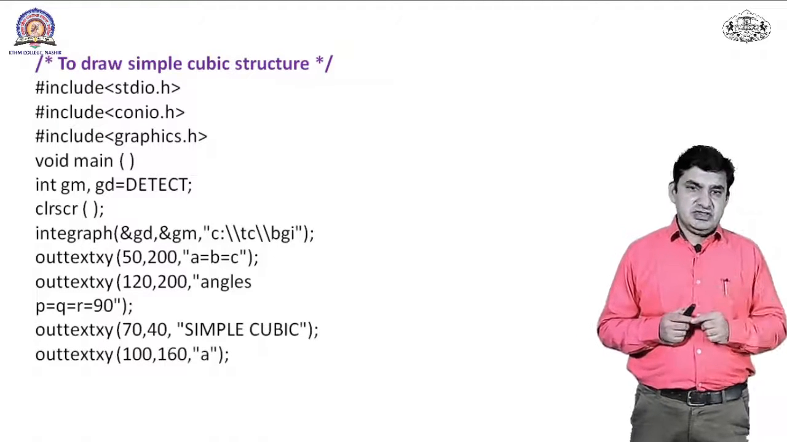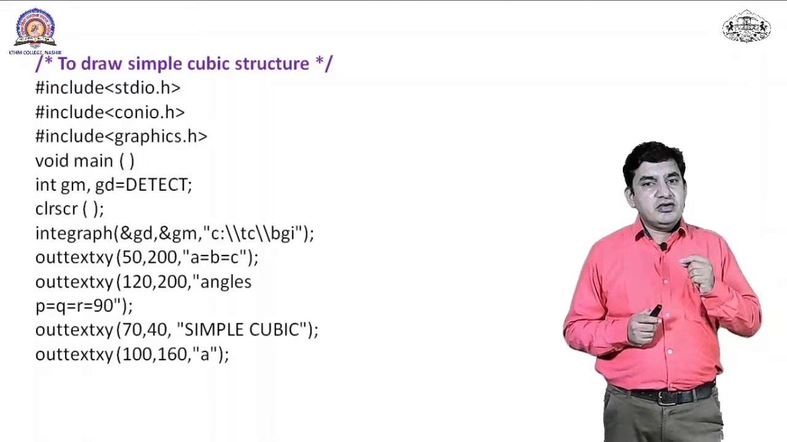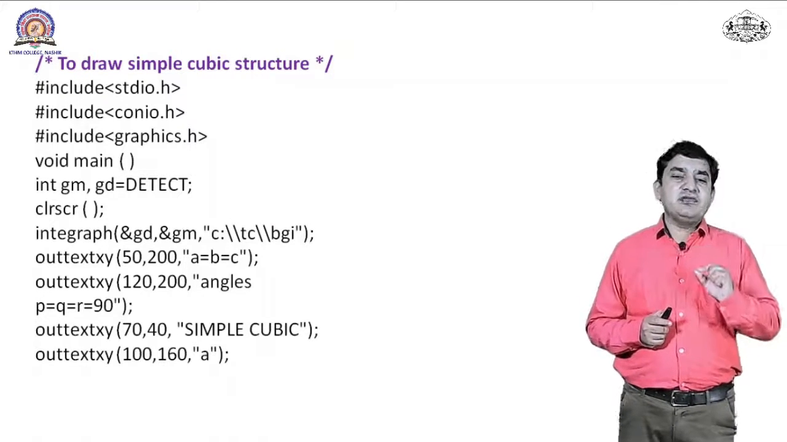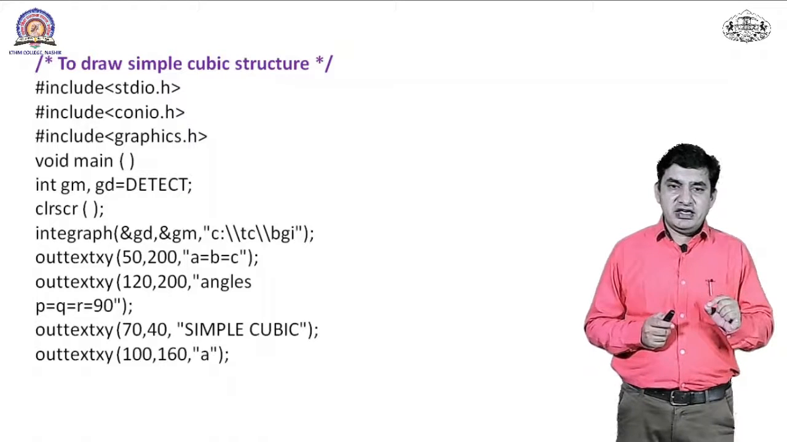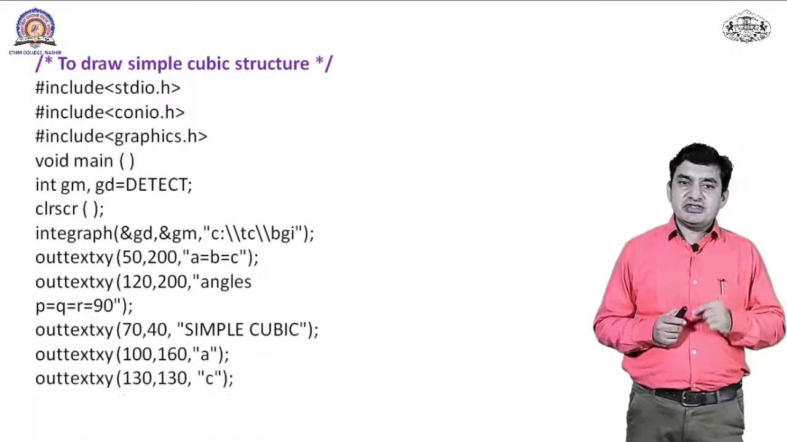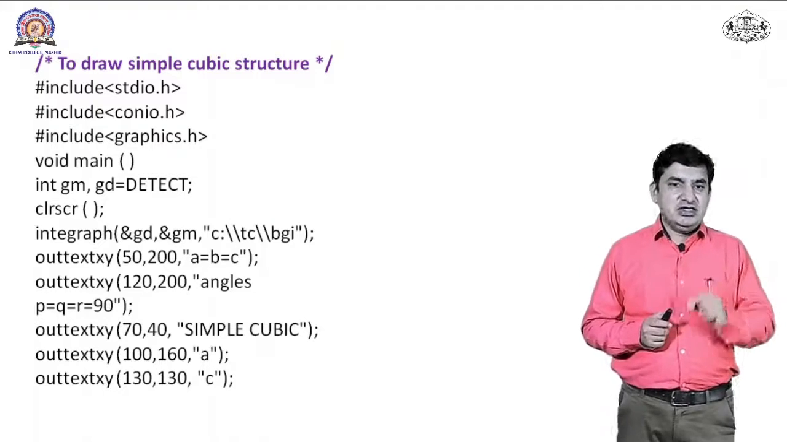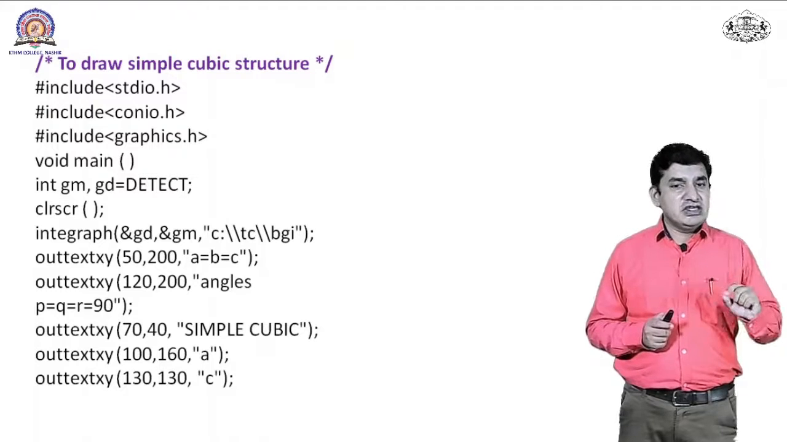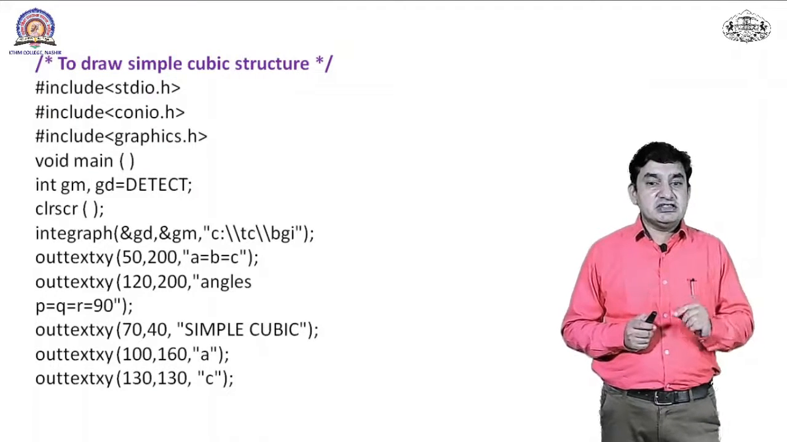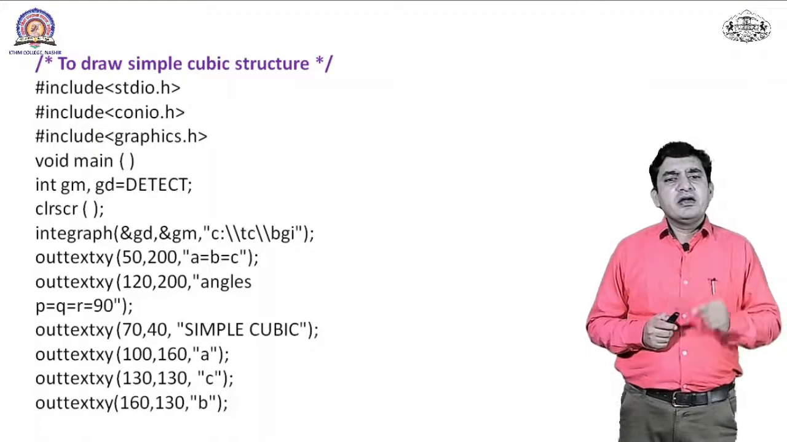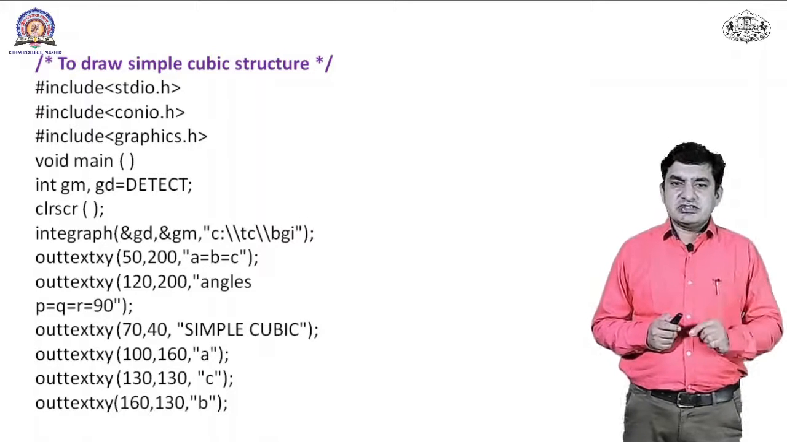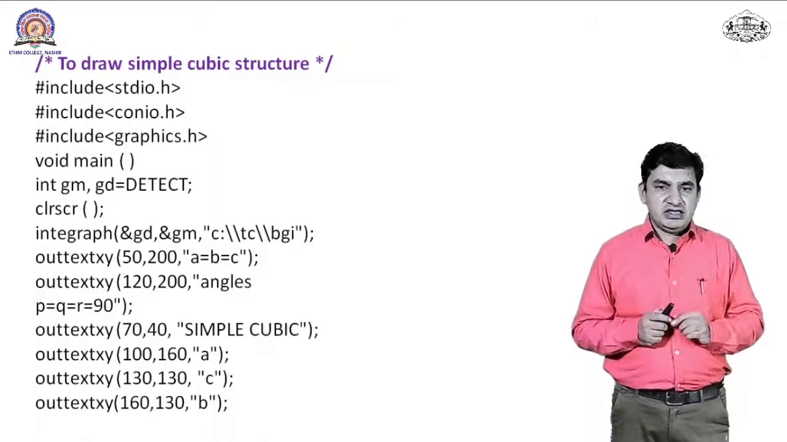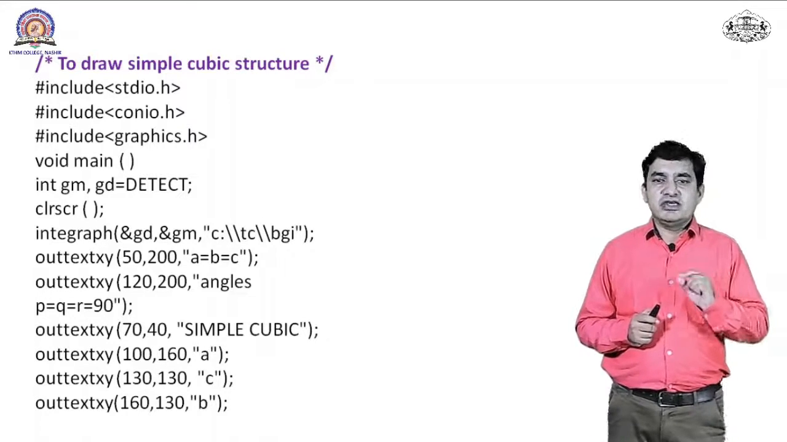Then outtextxy 100, 160. A is displayed at the coordinate 100, 160. Then outtextxy 130, 130. C is displayed at the coordinate 130, 130. 130 is the x coordinate and the second 130 is the y coordinate. Now outtextxy, B. B is displayed at the coordinate 160, 130.